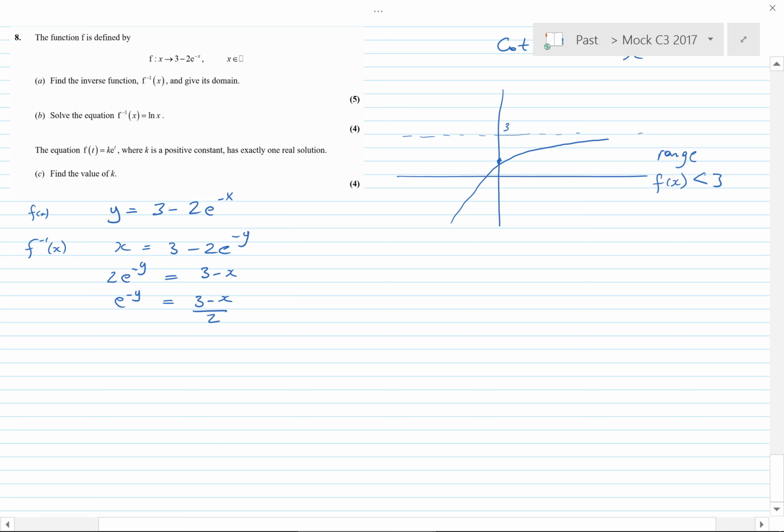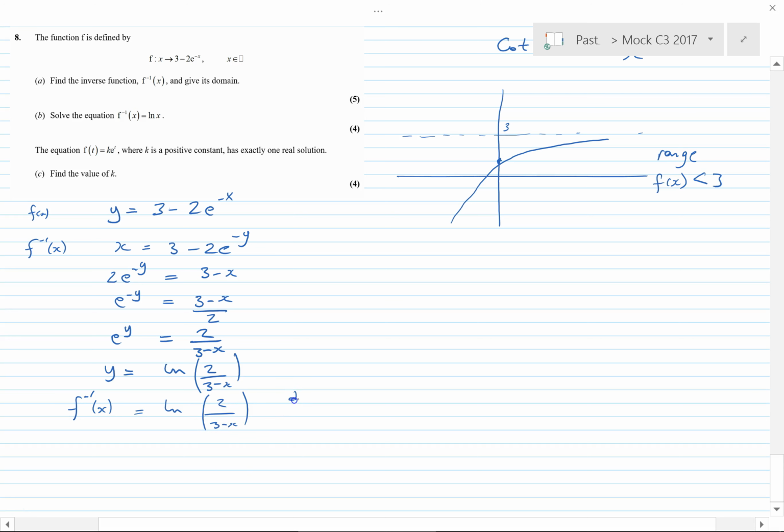And I'm feeling a bit of déjà vu here, because I did see in an earlier question there were some logs and things. I swapped over before I even did the logs, because e to the minus y is just 1 over e to the y. So I can just change that to positive and flip this around. So that just gives me y equals ln of 2 over 3 minus x. Let's write the inverse in the notation that we normally use.